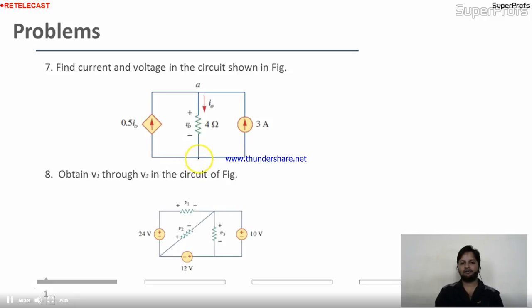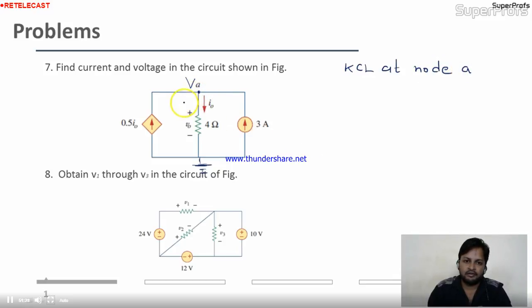I already told you, here we are having only two nodes, in which one is grounded. So we are having only one node over here. So we'll be having only one equation. See, I assign the voltage across here. Now apply the KCL at node A.